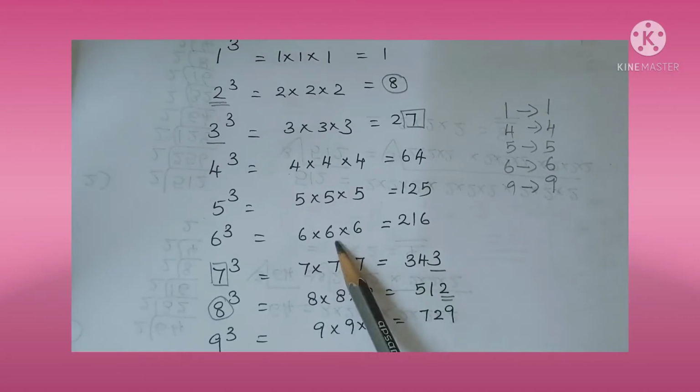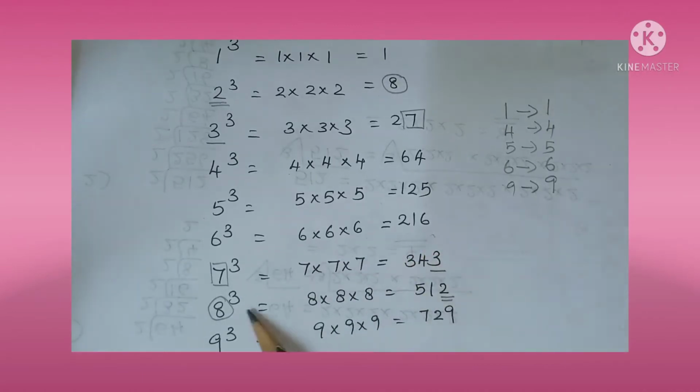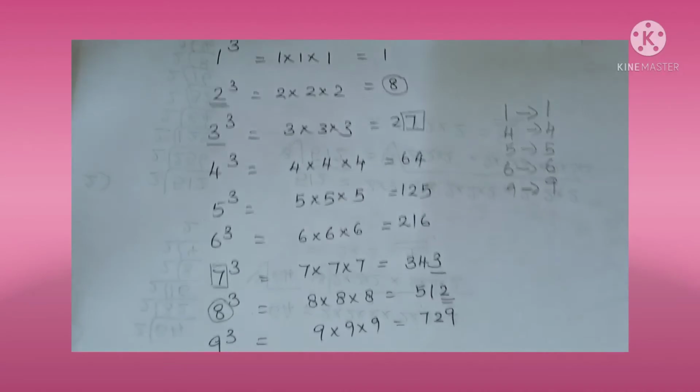6 cube, 6 into 6 into 6, 216. 7 cube, 7 into 7 into 7, 343. 8 cube, 8 into 8 into 8, 512. 9 cube, 9 into 9 into 9, 729.